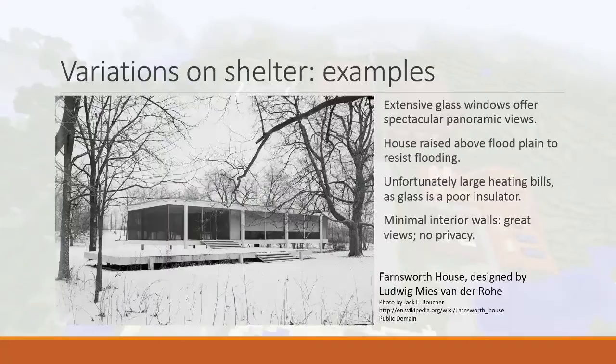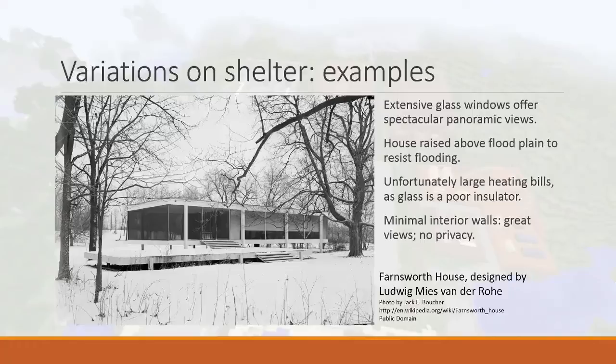The next example here, I don't know if you can see it very well, it's very white. This is the Farnsworth House in winter, so there's snow on the ground. And then there's this glass box, which is the house itself, and then there's a ceiling and a floor, and the whole thing is raised off the ground. I don't know if you can see that very clearly in this photo. Hopefully you can see it.